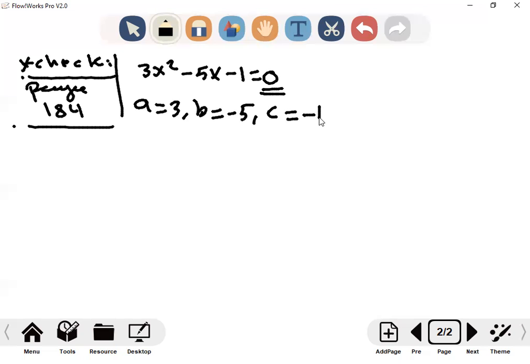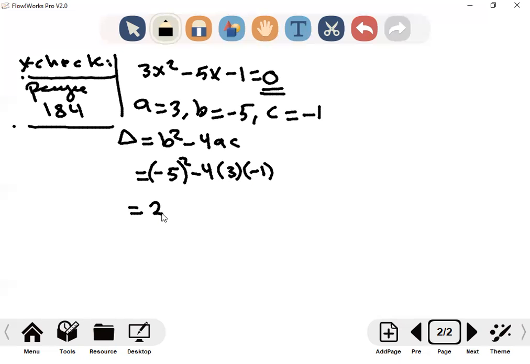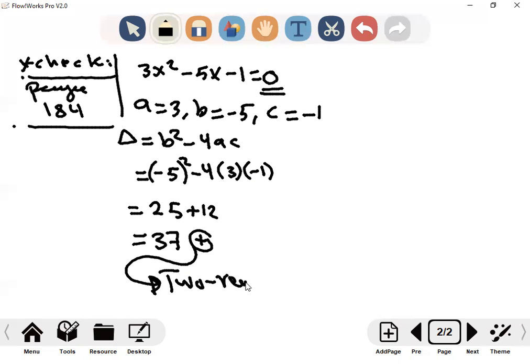Did the question say that? No, solve by using the quadratic formula. The question didn't say I want the real solutions. So delta equals b power 2 minus 4AC, always write the formula. B is -5, power 2, minus 4 times A, which is 3, times C, which is -1. Here we have 25 plus 12, which means 37. Positive means 2 real solutions or roots.